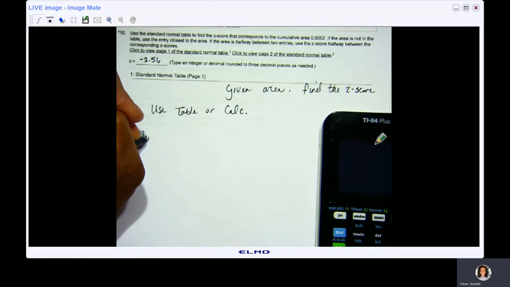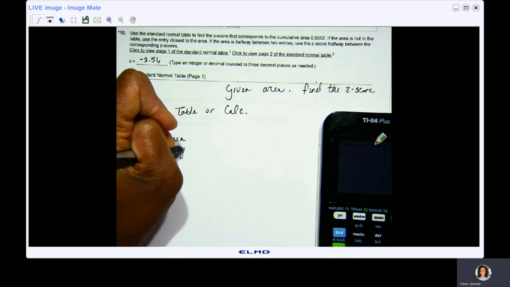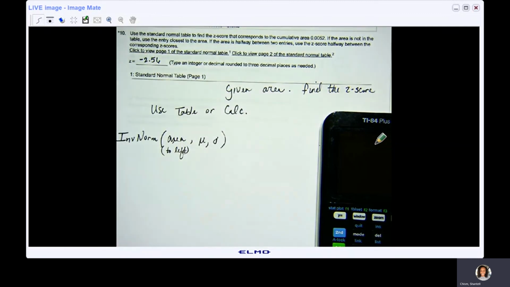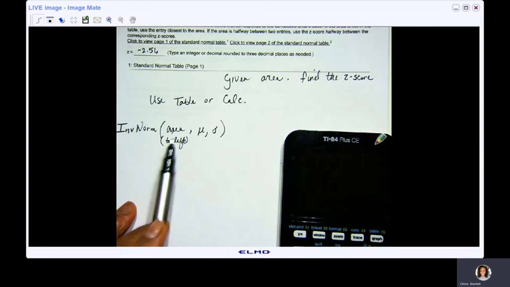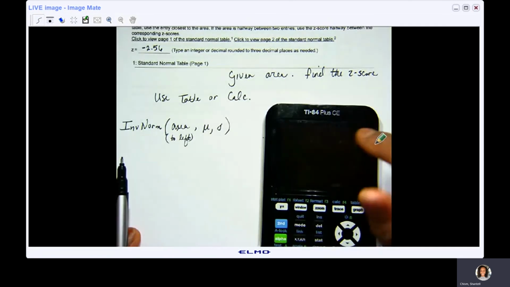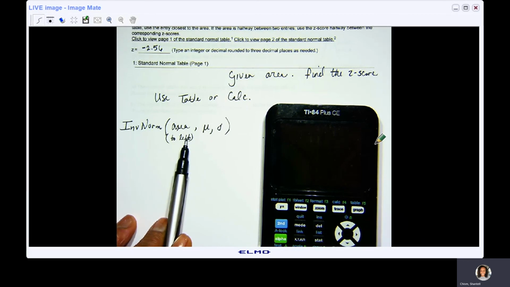If you're using the calculator, then you're going to use something called inverse norm. You're going to tell the calculator what the area is to the left, and then what the mean is and the deviation. Okay? You always have to use the area to the left. And I say that because even though the new calculators like mine will let you use the area to the right, the area in the middle, the 83 calculator will not. So you want to get used to just always using the area to the left in case you ever have to use a calculator that won't let you change it, if that makes sense, okay?